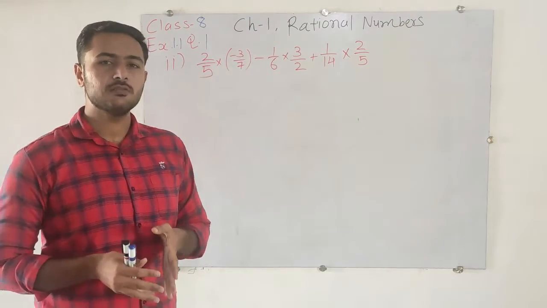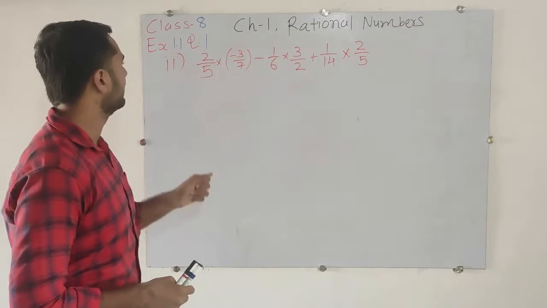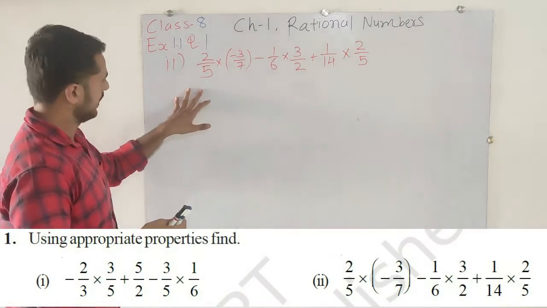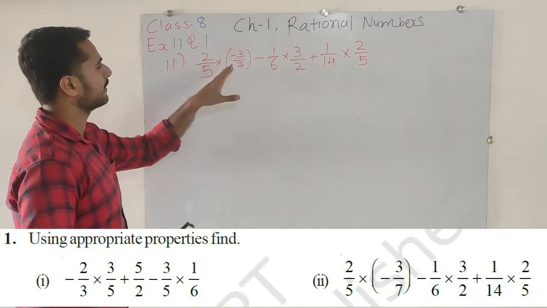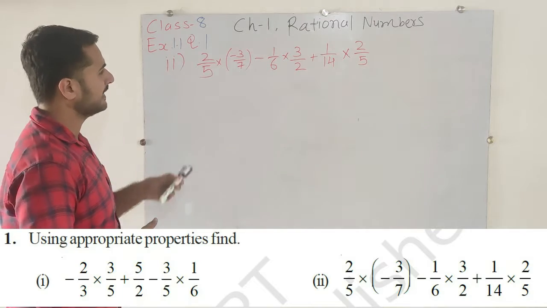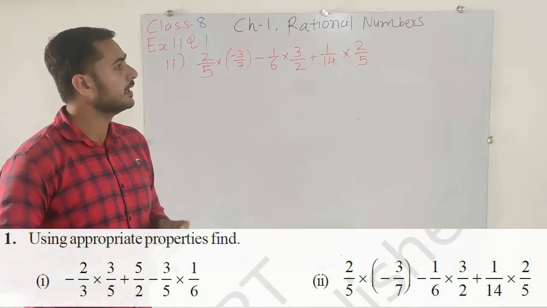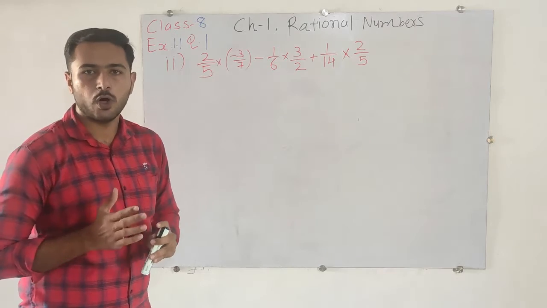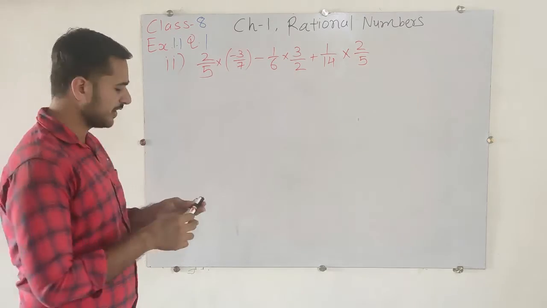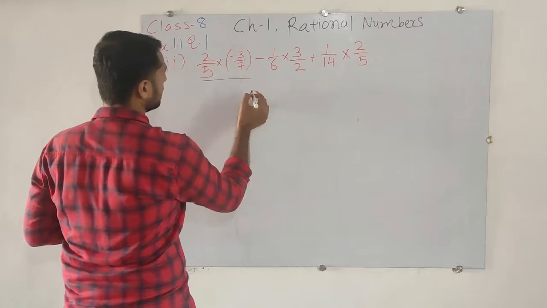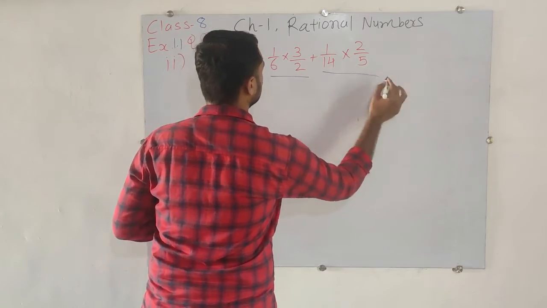Now the sub question second, of the question number 1. So again we have to use the different properties to solve this question, which is given as 2 upon 5 multiplied by minus 3 by 7, minus 1 by 6 multiplied by 3 by 2, plus 1 by 14 multiplied by 2 by 5. So here first of all we will identify the terms, how many terms are there. This is the first one, that's the second, and that's the third.